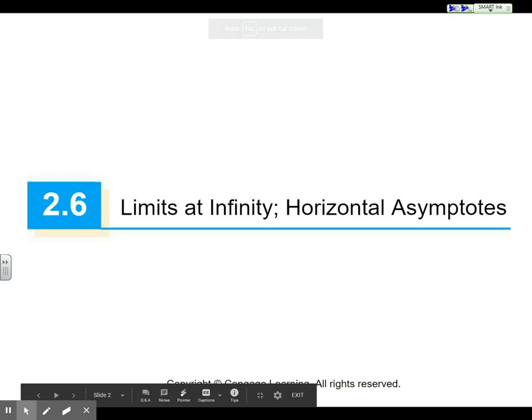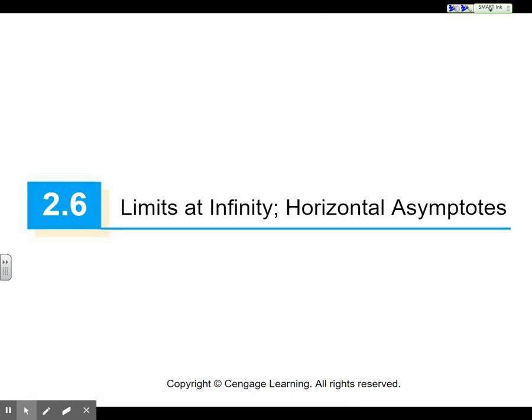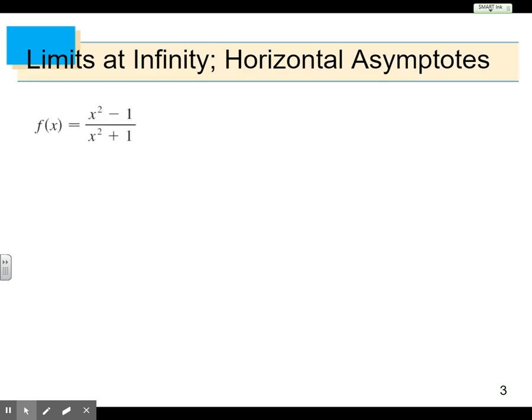Section 2.6 in our calculus class is entitled Limits at Infinity, Horizontal Asymptotes. Hopefully these limits at infinity help me find horizontal asymptotes, or horizontal asymptotes might help us find limits at infinity. So they're going to go hand in hand. Suppose I have this function, f of x equals x squared minus 1 over x squared plus 1, and I'm wanting just to know the behavior of this graph as x gets large.